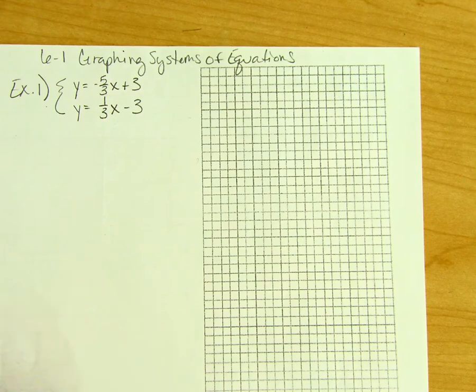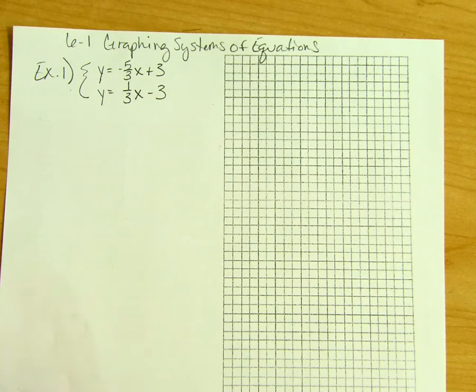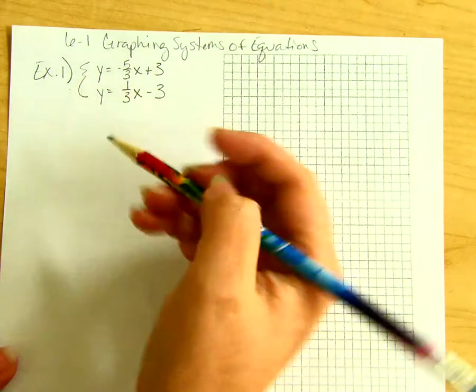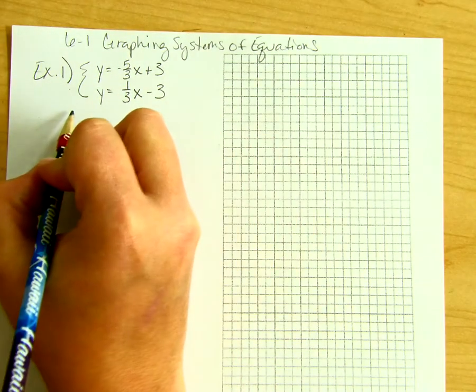Now, the only time that you're going to want to graph a system of equations is if both equations are solved for slope-intercept form, which means they're in the form y equals mx plus b. And if they are, all you have to do is pull out the slope and the y-intercept.